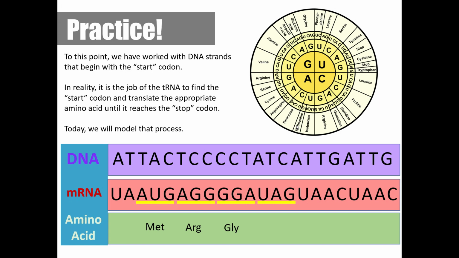So if you look at this particular codon, UAG, we'll notice that UAG on our codon wheel is a stop codon. Okay, so we don't have to do anything else. We're modeling real life: the tRNA started with the start codon, and it's dropping off those amino acids until it reaches the stop codon, which signals the tRNA that its job is done. It has made its protein.